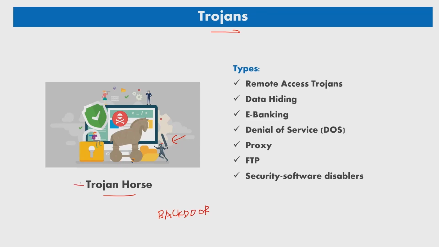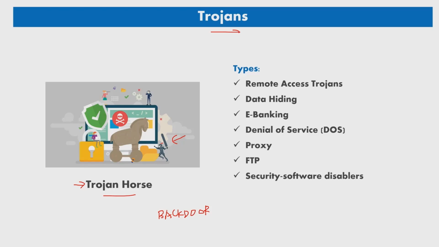So Trojans, unlike viruses and worms, do not reproduce by infecting other files or by replicating themselves. Trojans must be spread by user actions, such as opening an email attachment or downloading and running a file from the internet.